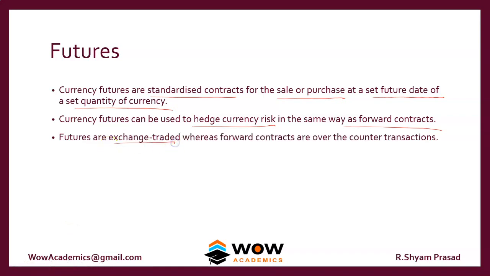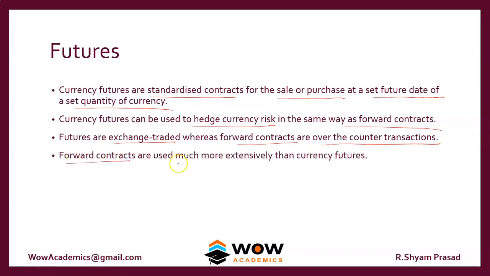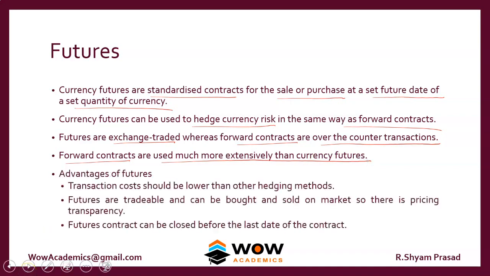Futures are exchange traded, whereas forward contracts are over the counter transactions. Forward contracts are used much more extensively than currency futures. Advantages of futures: the transaction costs are lower, futures are tradable and can be bought and sold on the market, so there is a pricing transparency. Futures contracts can be closed before the last date of the contract.